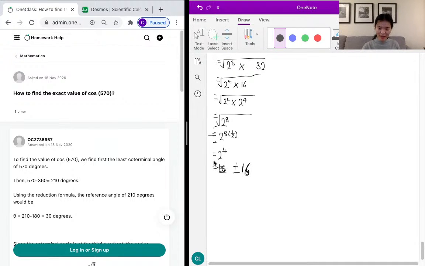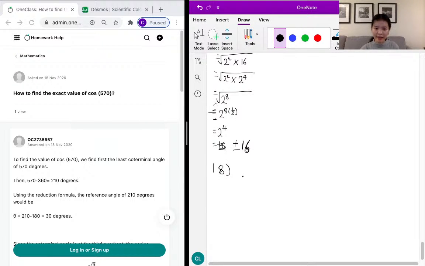Okay, so we can move to our next problem, our problem 18. Our problem 18 asks us to find the exact value of the cosine of 570.